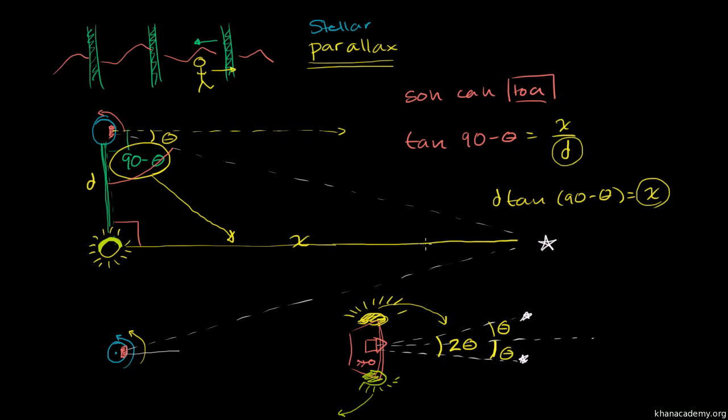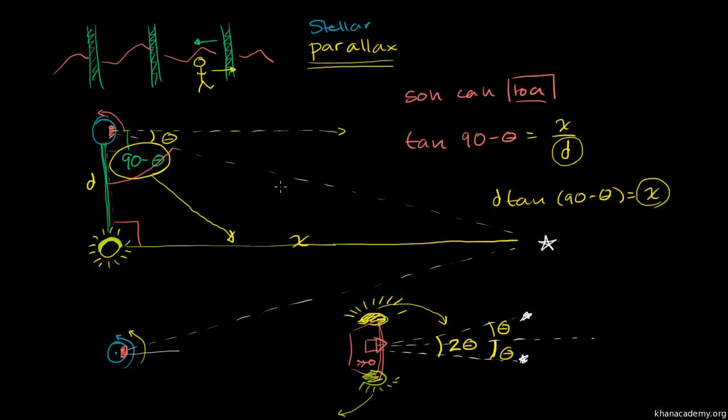Now I want to make it very, very clear. These are huge distances. I did not draw this to scale. The distance to the nearest star is actually 250,000 times the distance to our sun. So this angle is going to be super, super small. So you need to have very good instruments even to observe the stellar parallax to the nearest stars. And we're constantly launching better instruments.